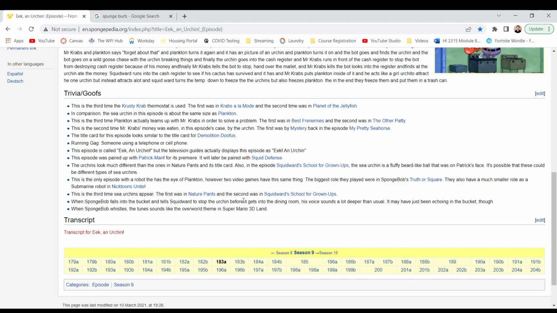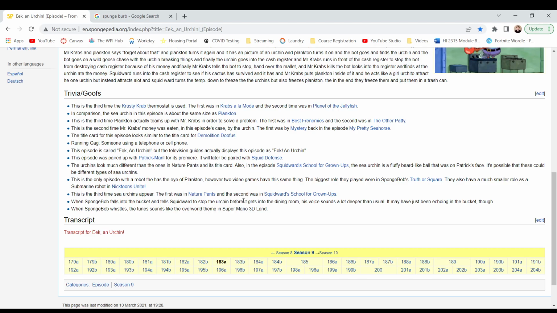This is the only episode that has a robot with the eye of Plankton. However, two video games have the same thing. The biggest role they played was in SpongeBob's Truth or Square. There's a smaller role in the submarine robot in Nicktoons Unite. The third time sea urchins appear; the first was in Nature Pants, the second was in Squidward's School for Grown-Ups.